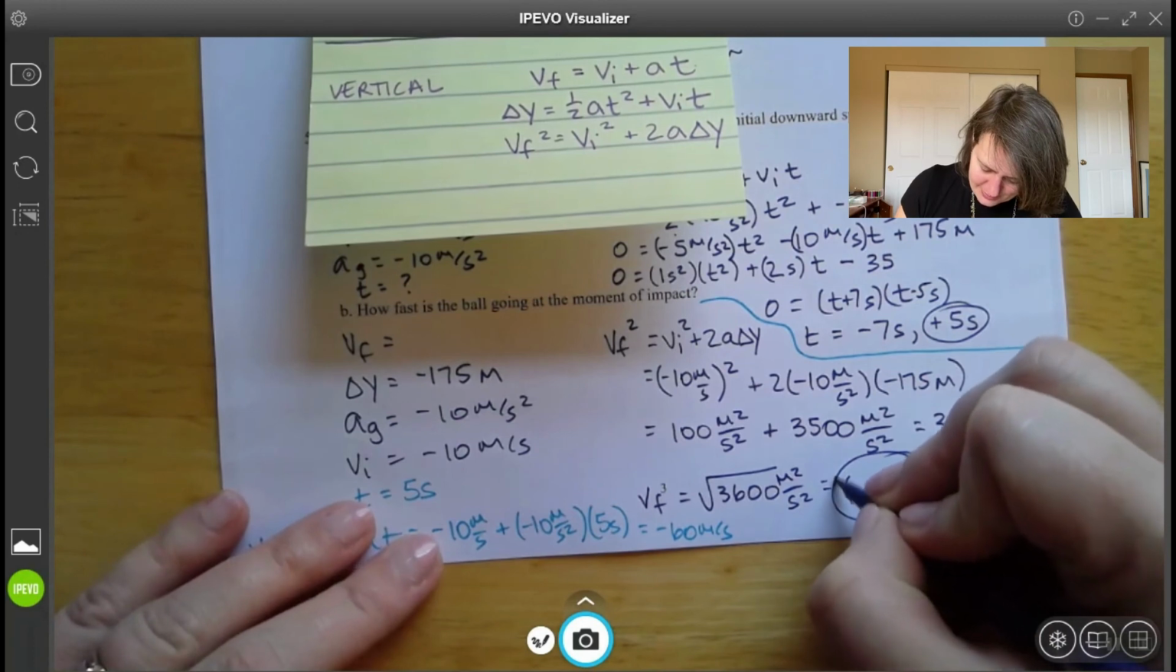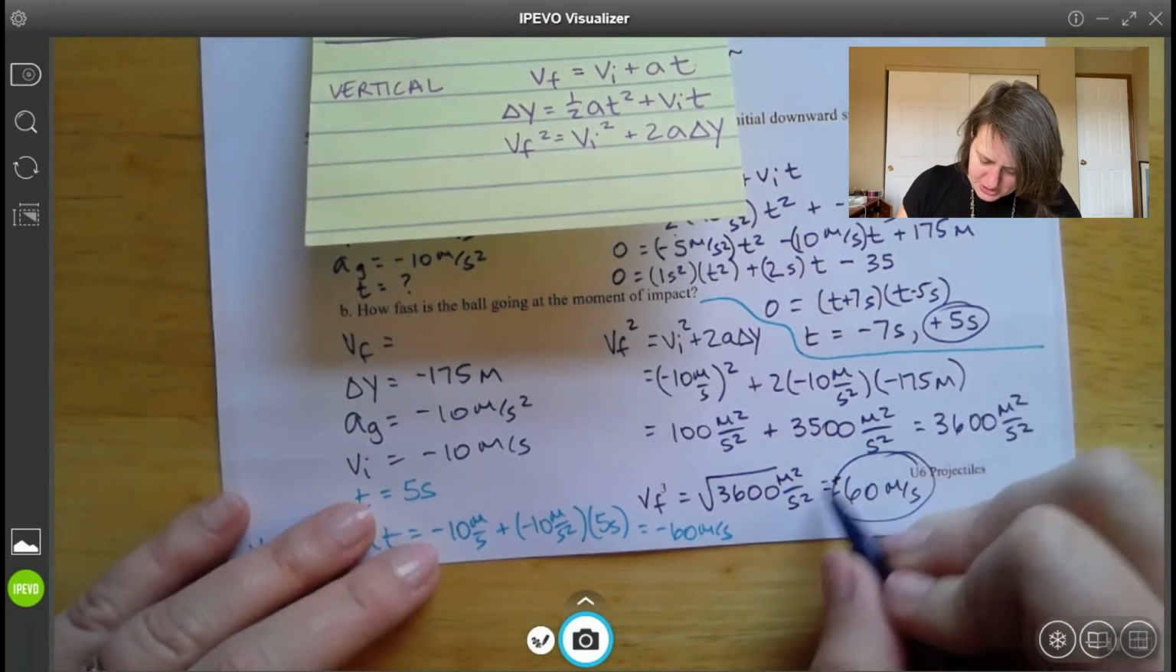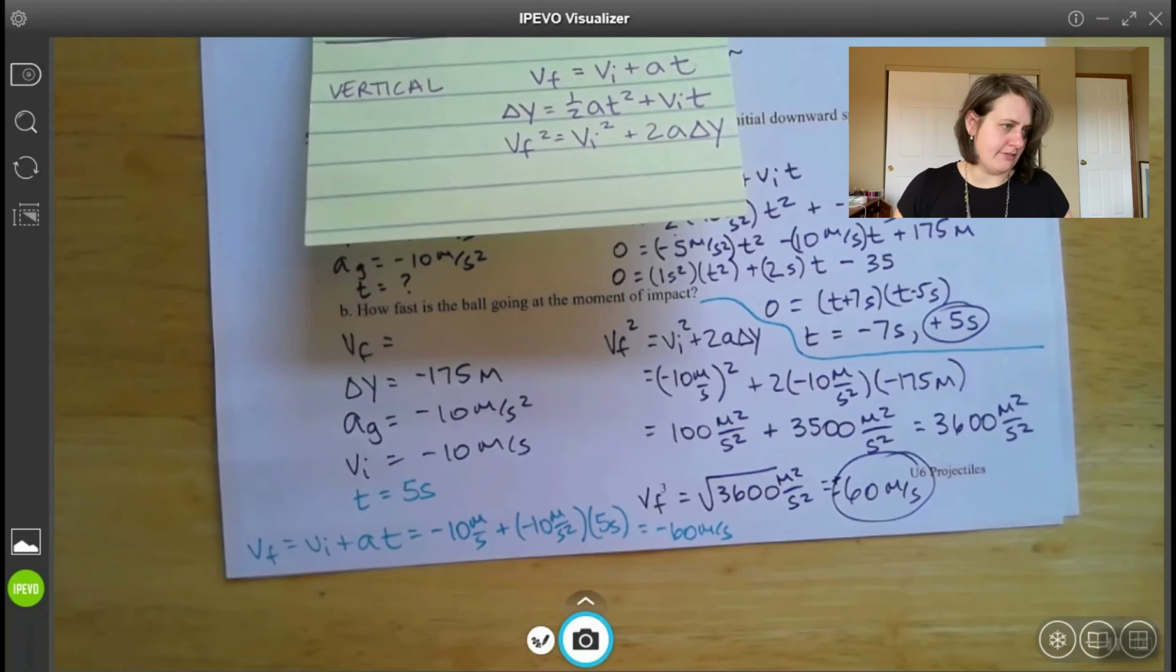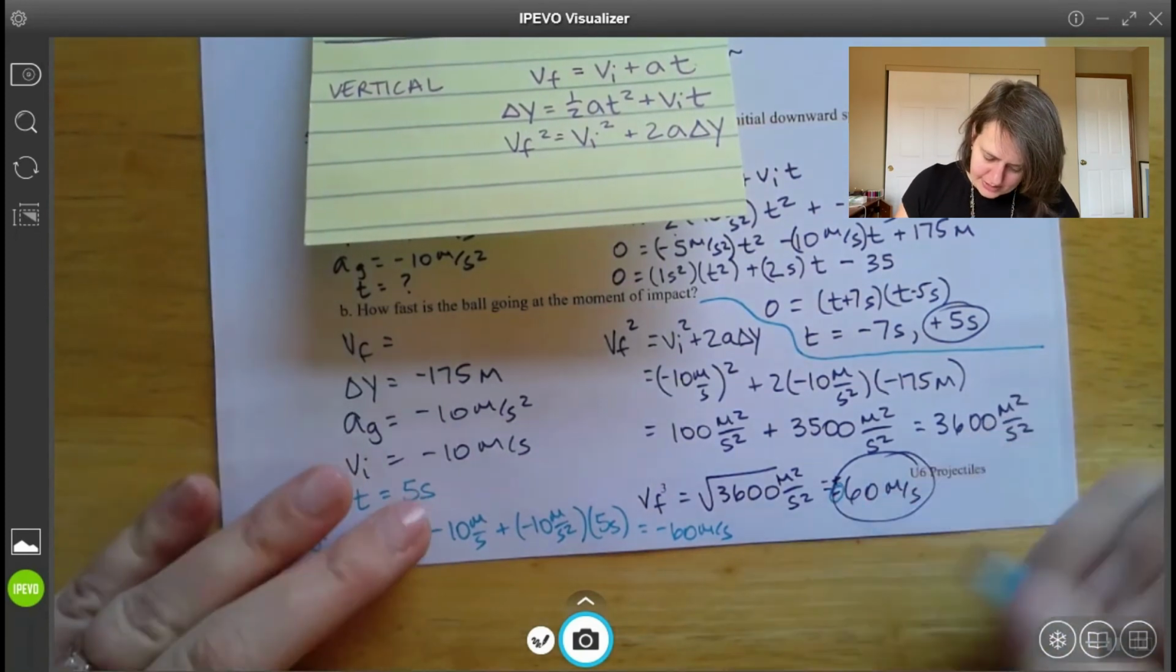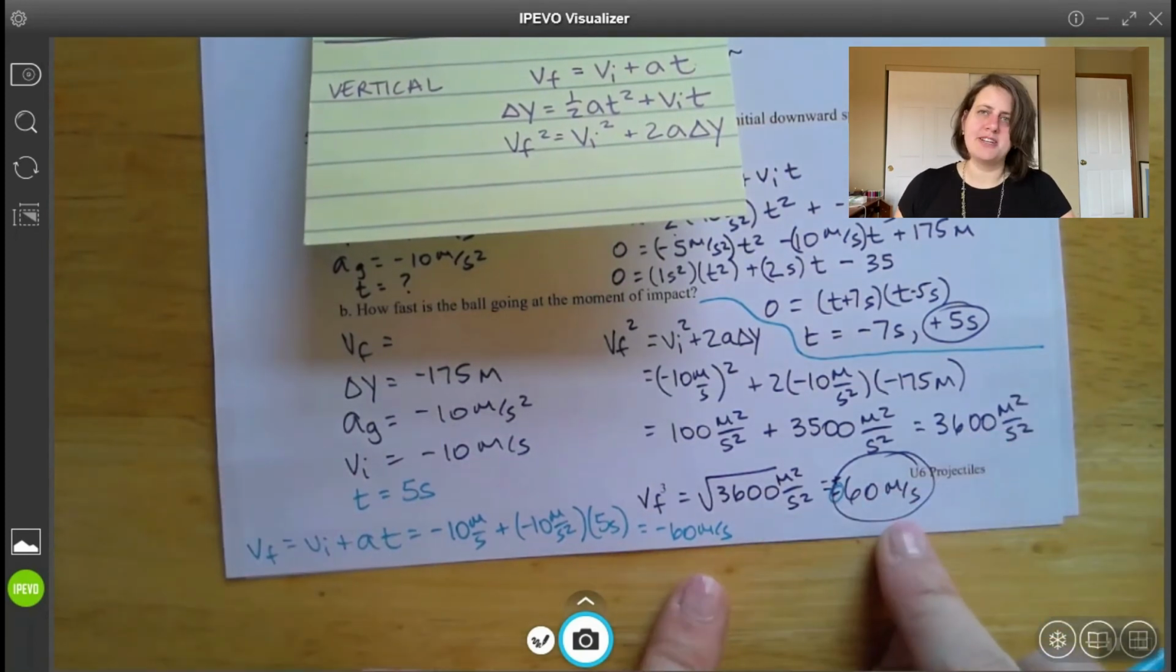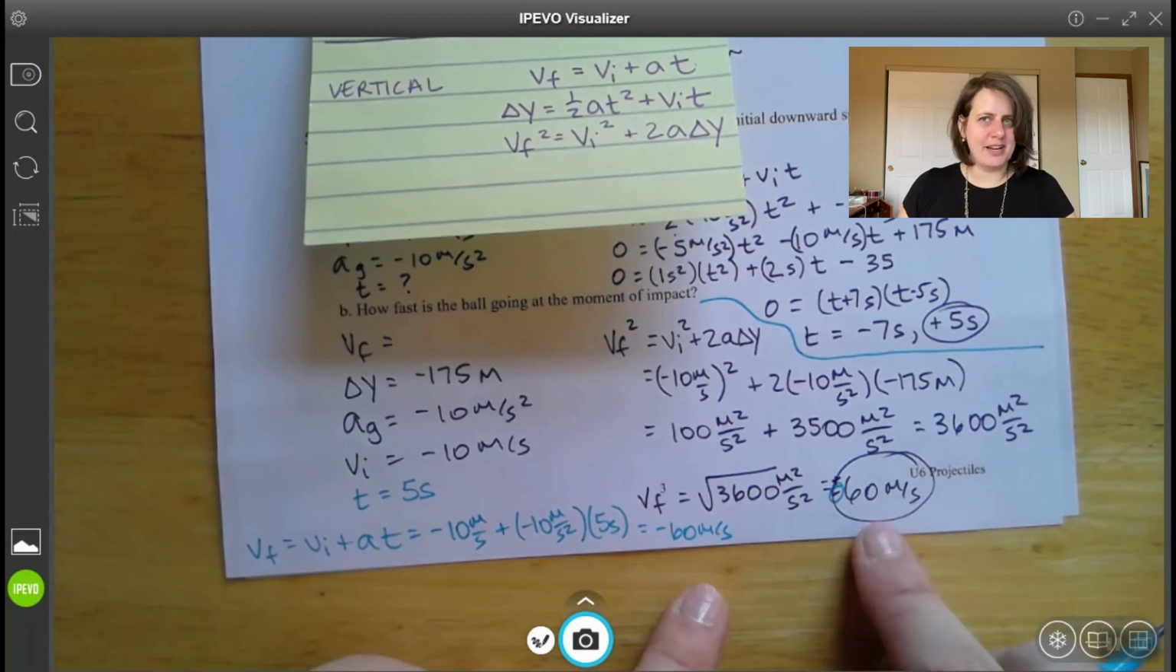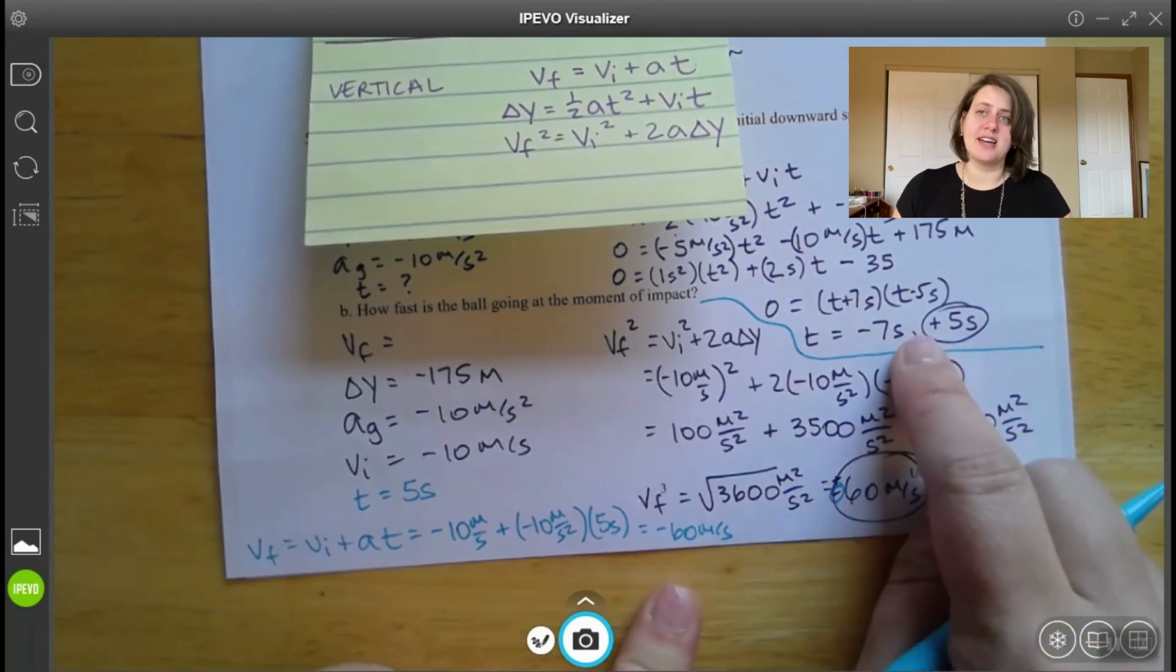So if this is plus or minus, we're going to need to make sure that we choose that negative minus 60 meters per second. But see how those two match? If those didn't agree, we might have an issue. It might mean we calculated our time wrong.